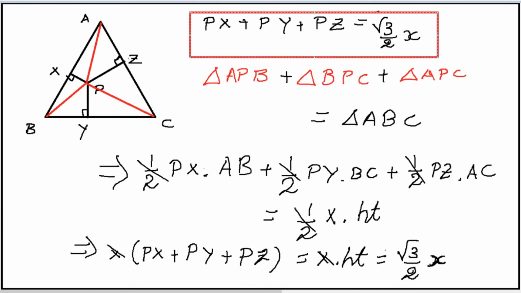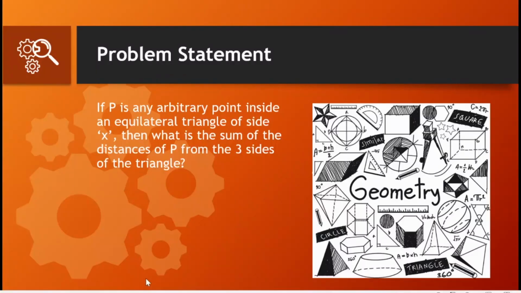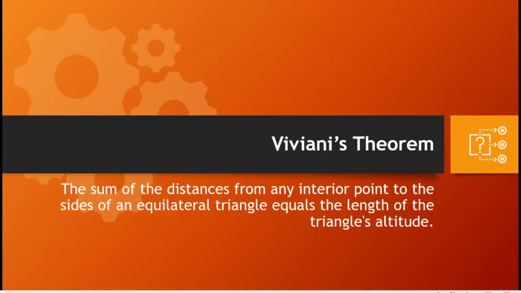Okay. So this is the concept that I wanted to discuss: if I take any point within an equilateral triangle, then the sum of the perpendicular distances of that point from the three sides of the triangle will always be constant, and that sum will be equal to the height of the equilateral triangle. Now this very basic principle is what in mathematics is known as Viviani's theorem. Viviani's theorem states that the sum of the distances from any interior point to the sides of an equilateral triangle equals the length of the triangle's altitude.